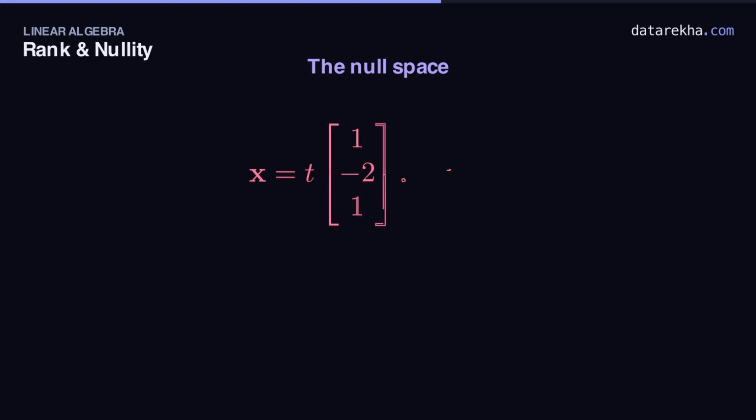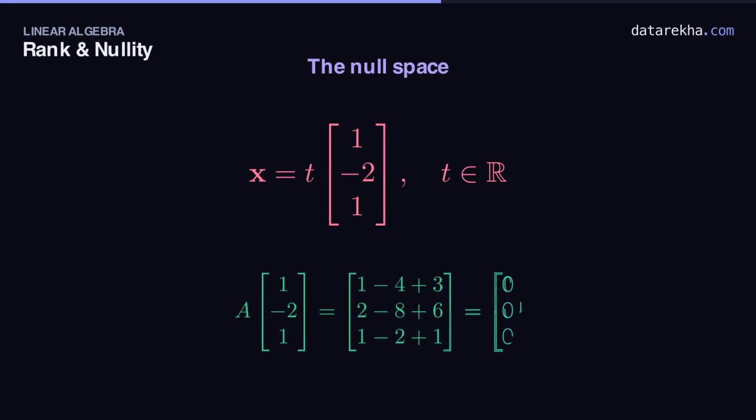Stack it up. Every null space vector is t times (1, minus 2, 1). That's a line through the origin, a one-dimensional space. Nullity 1, exactly as rank-nullity promised. Never trust it. Verify it.